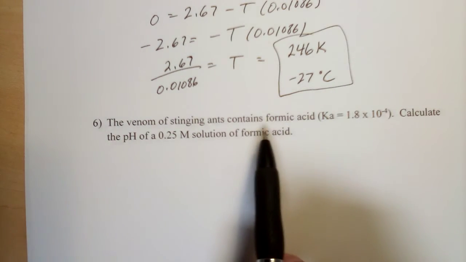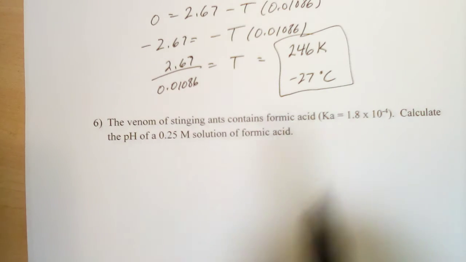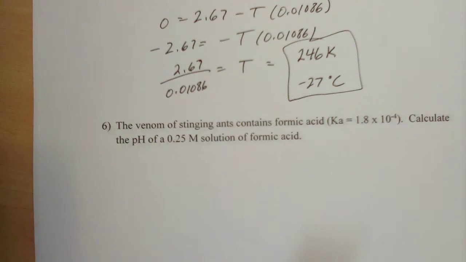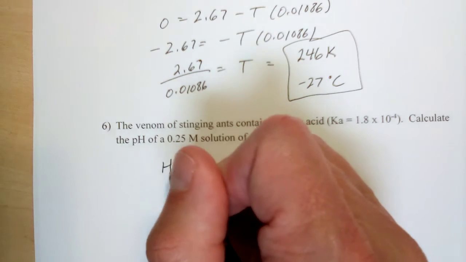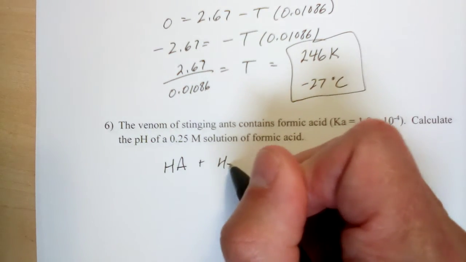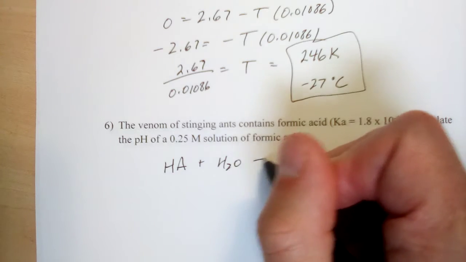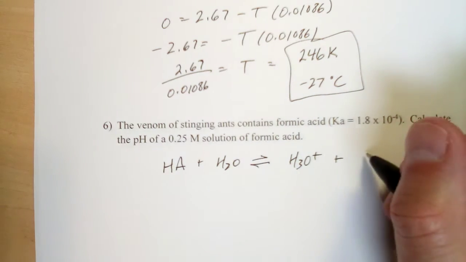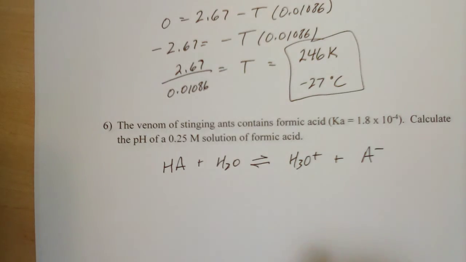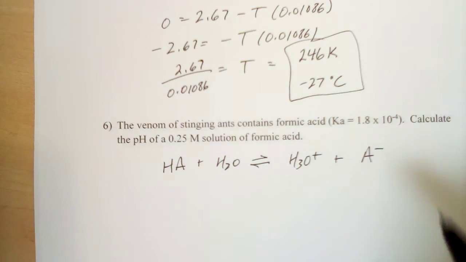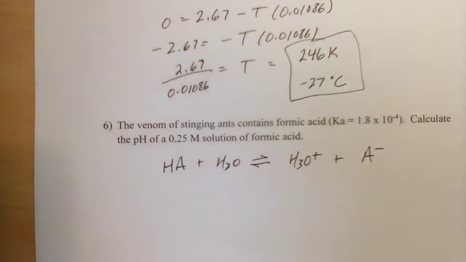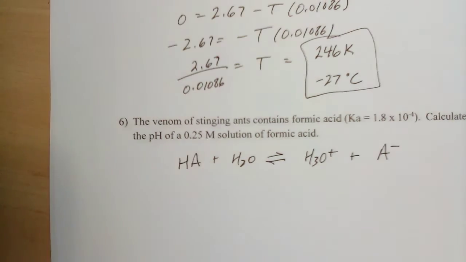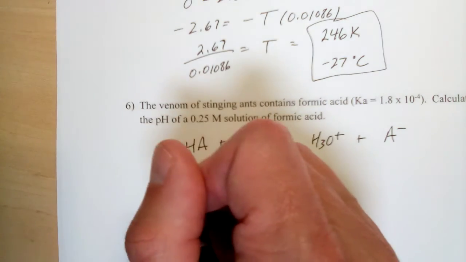The venom from stinging ants contains formic acid. We're given the equilibrium constant for that weak acid. We want to calculate the pH of a 0.25 molar solution. So with any acid, we are looking at this equilibrium. An acid is going to protonate the water in its aqueous solution to make hydronium ions, and that's going to result in formation of the conjugate base. Now in this case, this is formic acid. The conjugate base would be formate, but that's irrelevant to the problem, since all we're really trying to do here is solve for the concentration of hydronium ions, which we can relate to the pH.